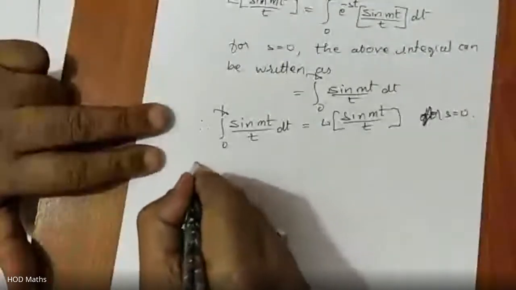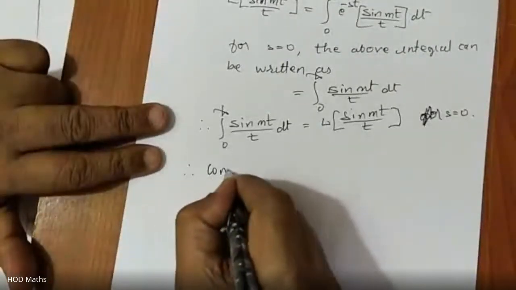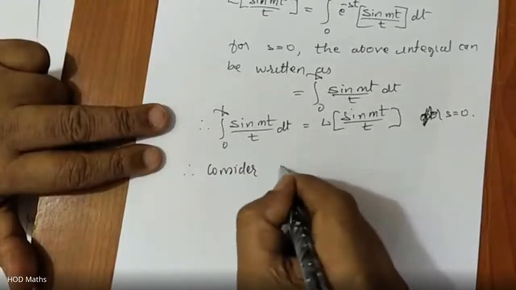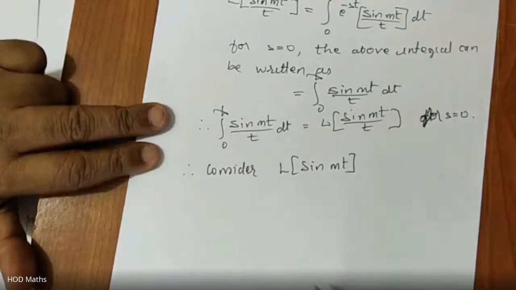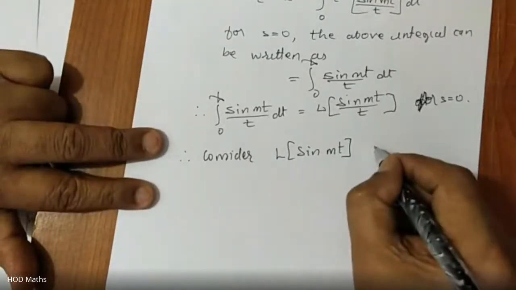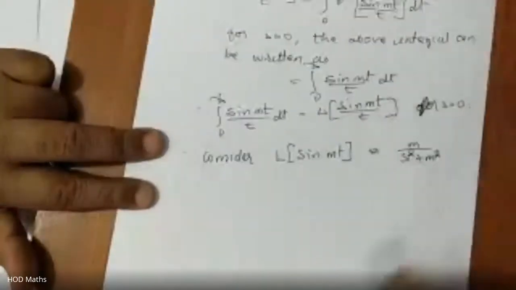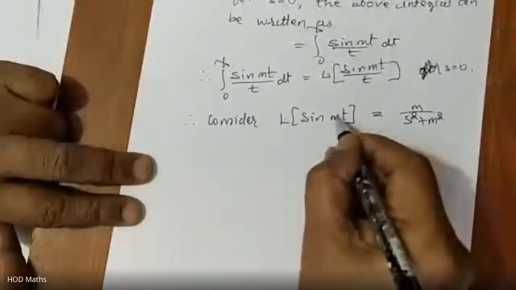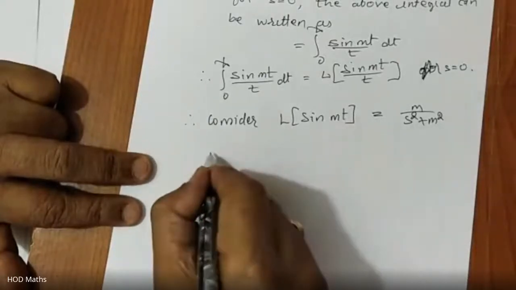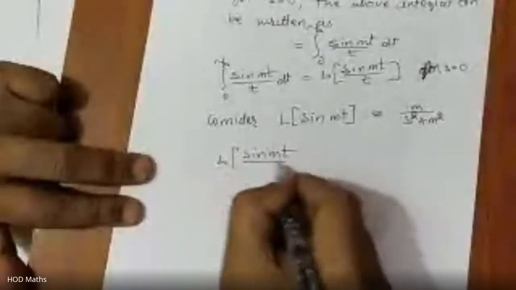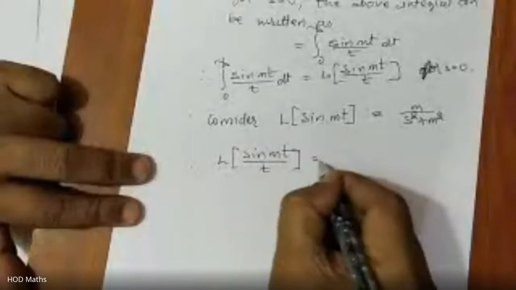So what is L of sine t? Therefore, now consider L of sine m times t. So what is that? Sine of m times t is m over s squared plus m squared. This we have already studied. Instead of sine at, it is sine mt, right? Therefore, L of sine mt by t will be equal to what?